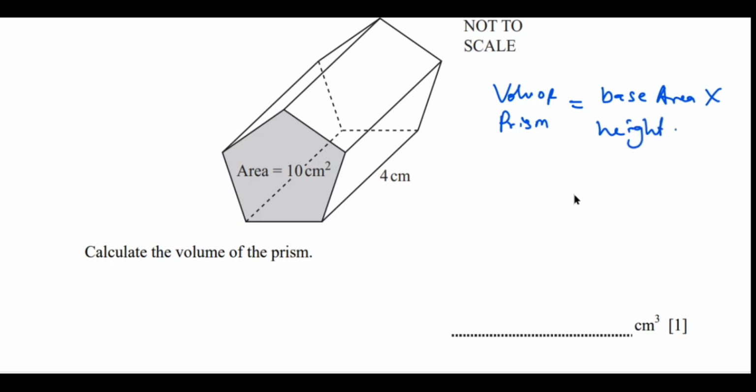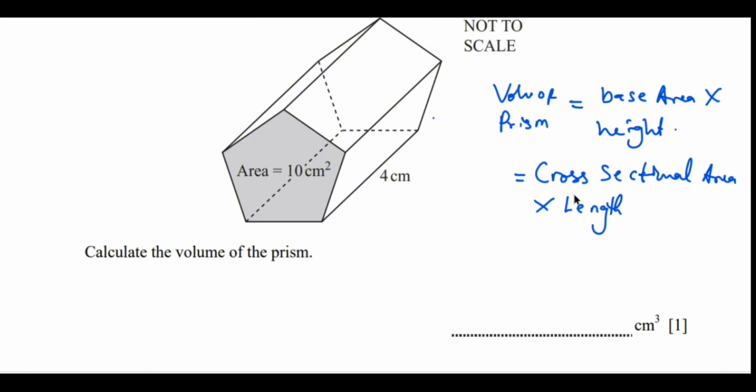So this can also be called cross-sectional area, then times length. So here is the cross-sectional area, which is a pentagon. Then this is the length. If you stand this pentagonal-based prism up, you notice that the pentagon becomes the base, while this length becomes the height.